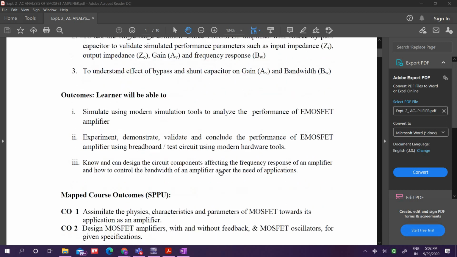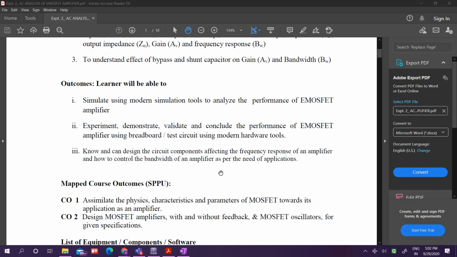So these are the outcomes. The first outcome is what? Simulate using a simulation tool. We are using the Multisim software for simulation purposes. Again we experiment, demonstrate, validate and conclude the performance. This is to be implemented on the breadboard using hardware components. So we have to cross check the results of hardware and software and then conclude about the experiment.